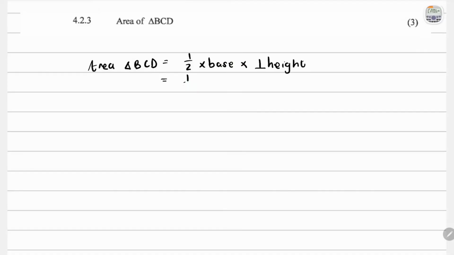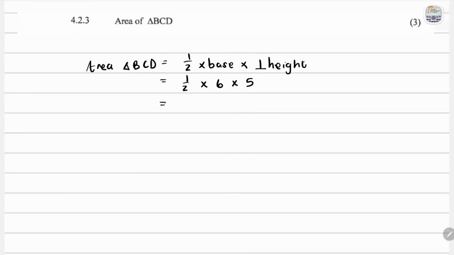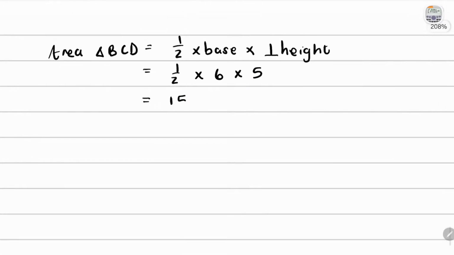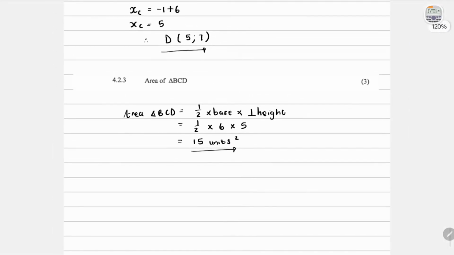So this is equal to a half multiplied by the base of 6 units and the height of 5 units. So 6 times 5 is 30, times a half is 15. So this is 15 square units, okay? 15 units squared. And that is the area of triangle BCD.